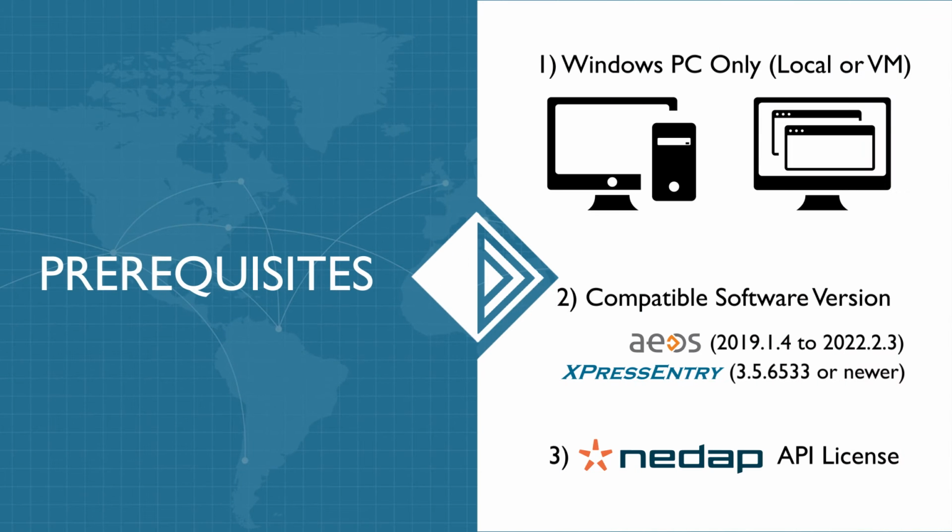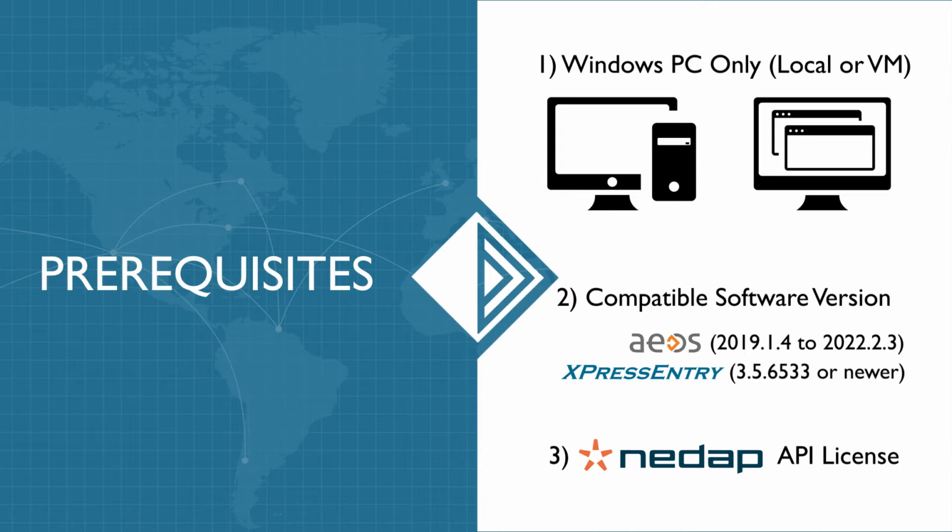There are a couple of prerequisites that need to be completed ahead of time before we move forward with the process. Please do note that XPressEntry is Windows only and is compatible on either a local machine or on a virtual machine. Please note that XPressEntry version 3.5.6553 and newer have been tested for compatibility with Aeos as early as 2019.1.4 and up to Aeos 2022.2.3. We recommend having this installed between these recommended versions. If you have other versions of Aeos, please contact Teleris and Nedap to confirm compatibility.